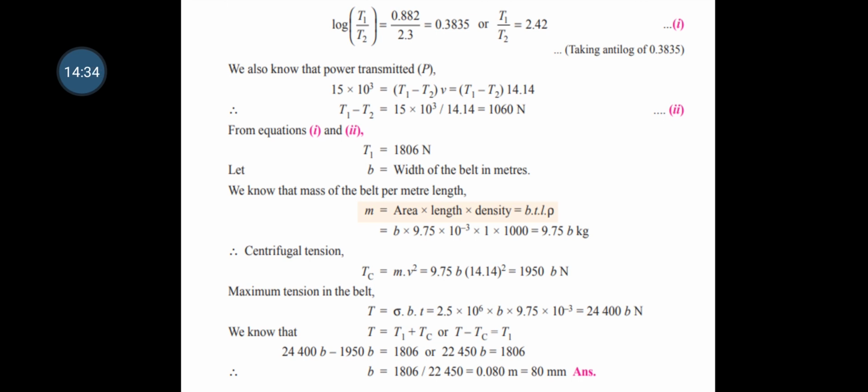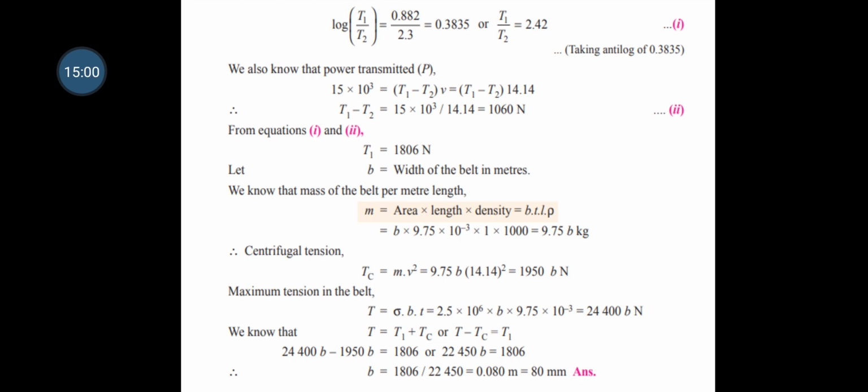We already know the velocity, 14.14, the whole square. So TC is equal to 1950 into B Newton. Maximum tension in the belt T is equal to sigma B T. Solving the given details, maximum tension T is equal to 24,400 B Newton.